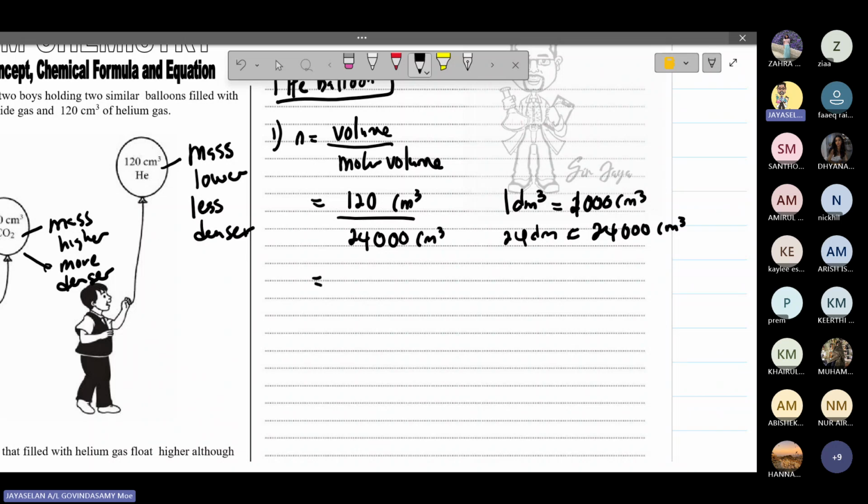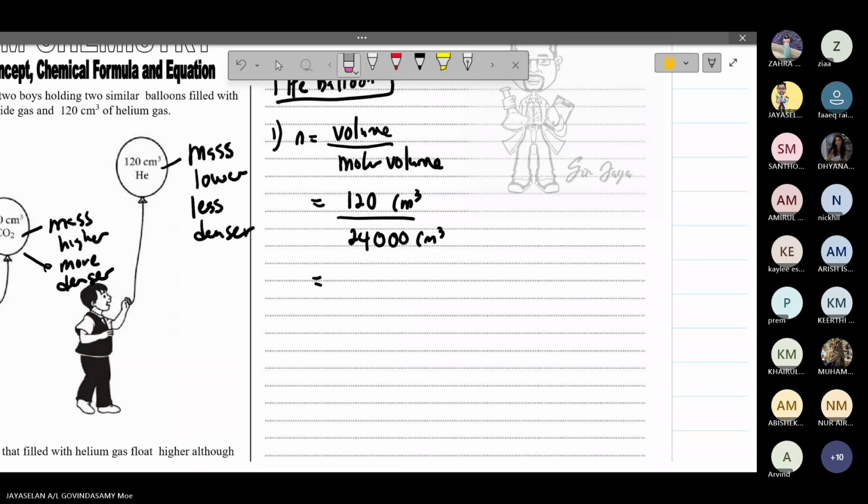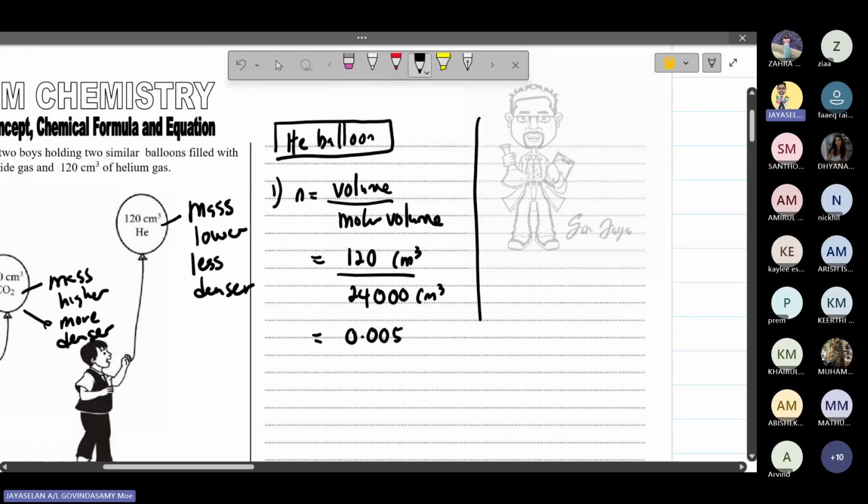Anyone can give me the answer? The answer is 0.005. Okay, so you got 0.005. No need to put unit. Okay, then what I do here, I buat step macam ni.